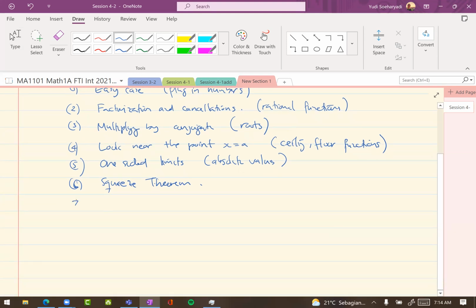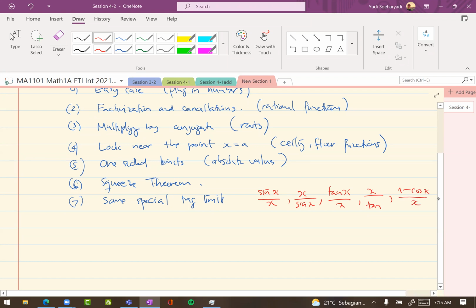Okay. And then you have also some special trig limits. That is, how do you call it, sine x over x, tan x over x, x over tan x, and 1 minus cosine x over x. So those are more special limits. And do the others by somehow multiplying, adding, or something, so that you can find this stuff.